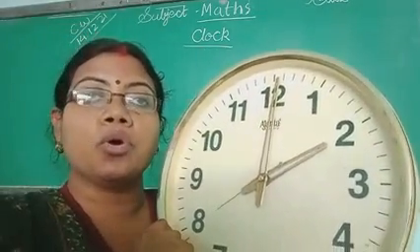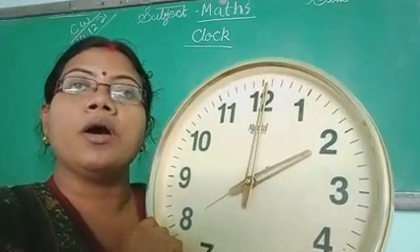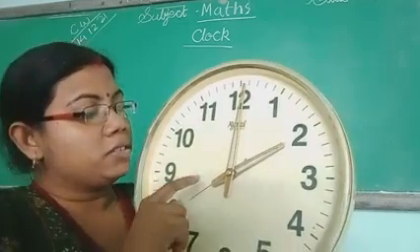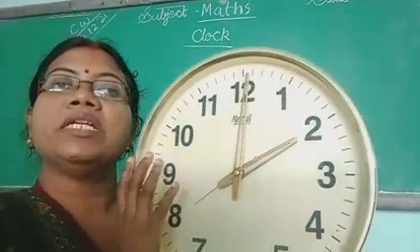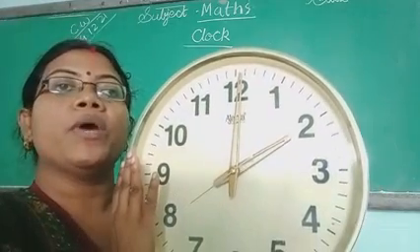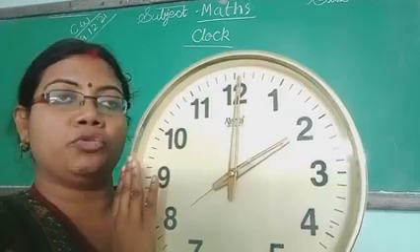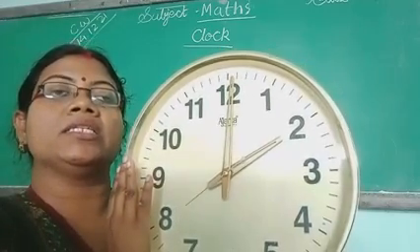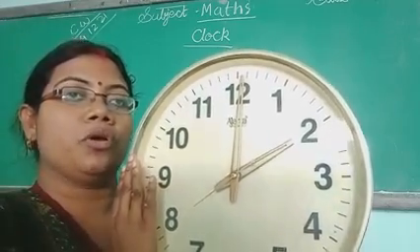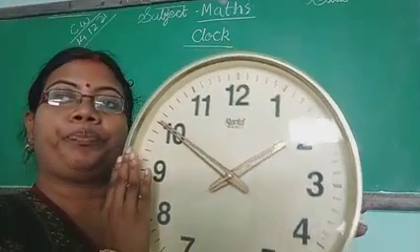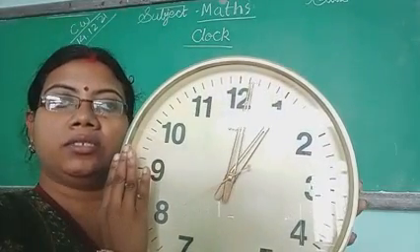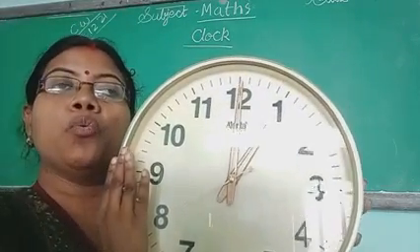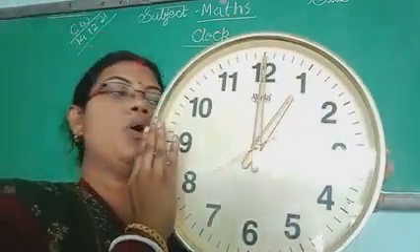Okay. So, I told you, whenever you are seeing the time, how do you understand it's 1 o'clock, 2 o'clock, 3 o'clock? You see, the hour hand is at 2. Now see the minute hand. The minute hand is at 12. When the minute hand is at 12 and the hour hand is at 2, then it is 2 o'clock. If the hour hand is at 1 and the minute hand is at 12, now it is 1 o'clock.